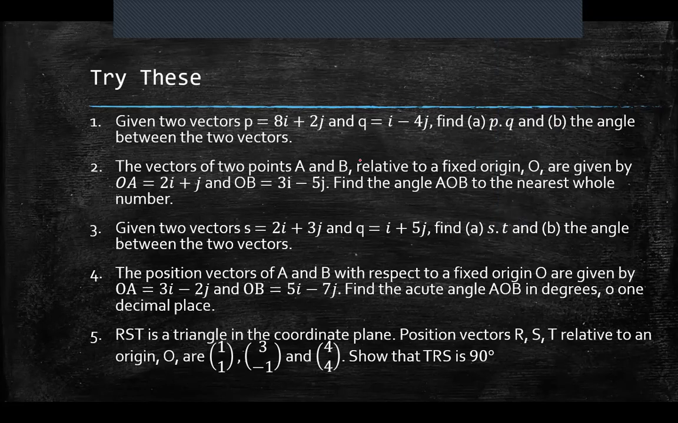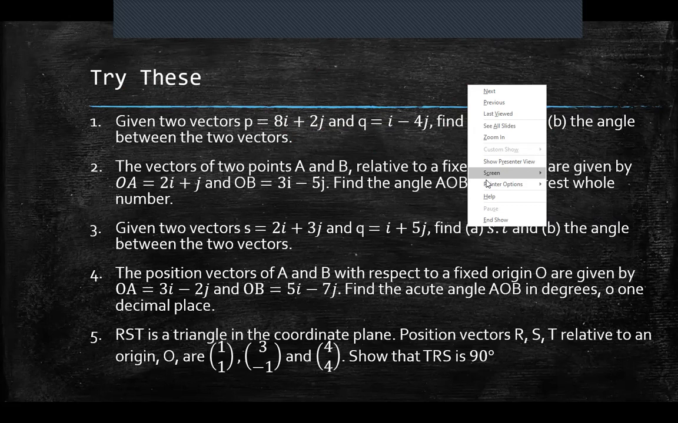So let me just read it one more time. Given two vectors, P is equal to 8i hat plus 2j hat, and Q is equal to i hat minus 4j hat. First part, they want you to find the dot product. And then the second part, they want you to find the angle between the two vectors, right? So let's do that. This is very easy, okay? Please don't let it intimidate you. It's really 3 marks.